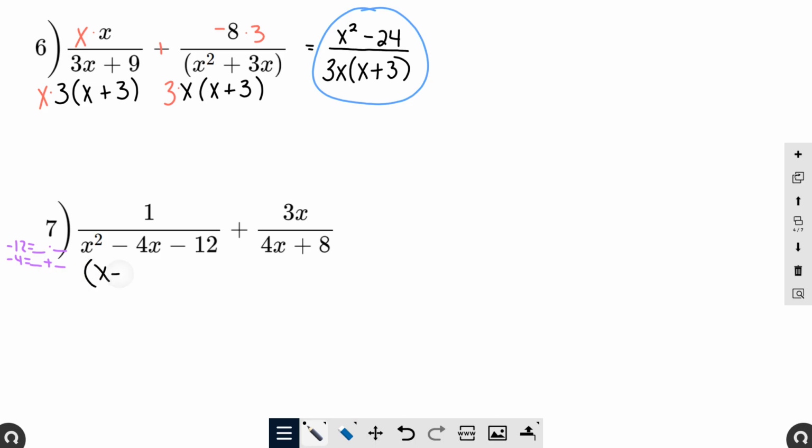Negative 6 and 2, so x minus 6 and x plus 2. Very good. What about our next denominator? 4 and x plus 2. Good.